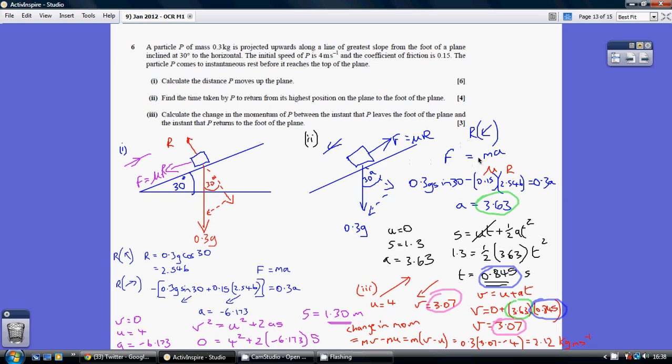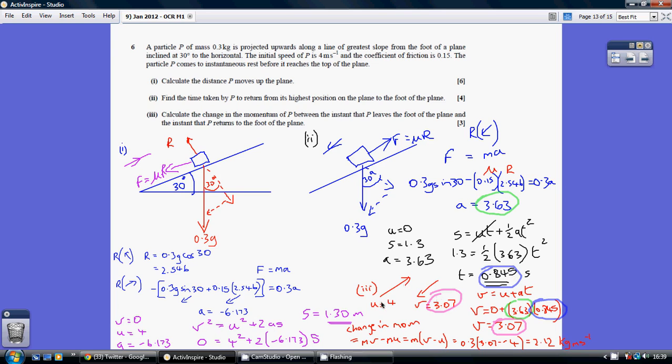Again, using Newton's second law and resolving down the slope, our net force now is going to be the weight component of 0.3 g sin 30, take away the friction, so take away the 0.15 times 2.546. This equals our mass times acceleration, 0.3 times a, giving us a new acceleration of positive 3.63. Now for the journey downwards, remember at the top of the bounce the speed is 0, so our initial speed is 0. We know we travel down 1.3 meters and we're accelerating at 3.63. So using s equals ut plus half at squared, we get a time of 0.845.